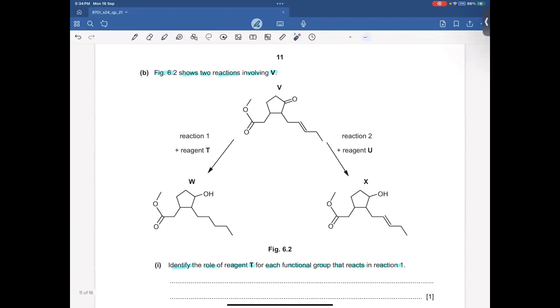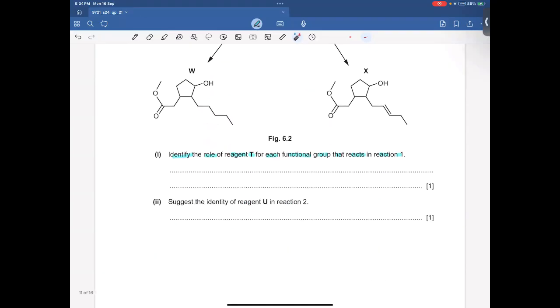So what is the basic change here? The ester will remain the same, whereas this ketone is converting into a secondary alcohol, which means reduction takes place. Also, it is an alkene over here, and an alkane over here, which means reduction takes place of ketone and alkene. So I need the reducing agent. The reagent T would be the reducing agent.